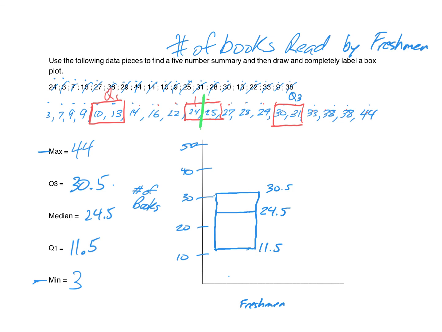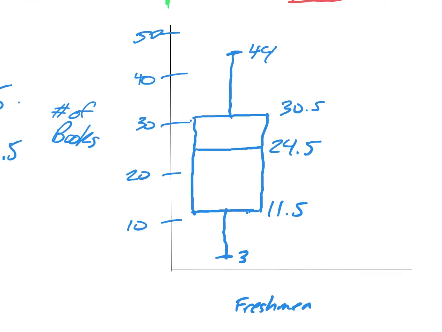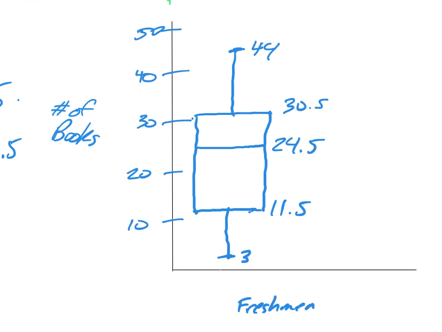The minimum is going to be a little line which forms my whisker, 3. And the max is up here at 44, a little line, whisker, 44. I'll pinch it open nice and big so you guys can see. There it goes. So it is your job to label the y-axis, number of books, 10, 20, 30, 40, 50, depending on the numbers. The x-axis is whomever we're talking about, or whatever we're talking about.